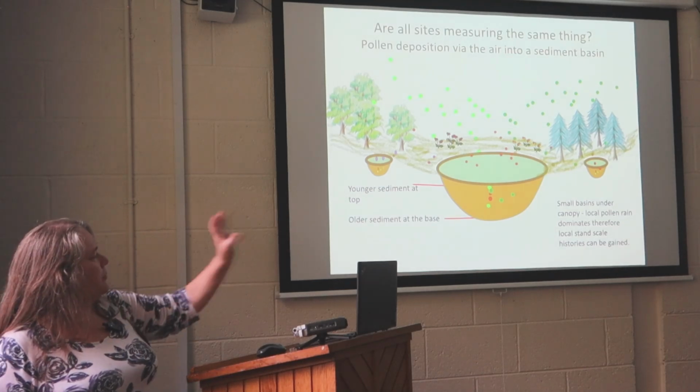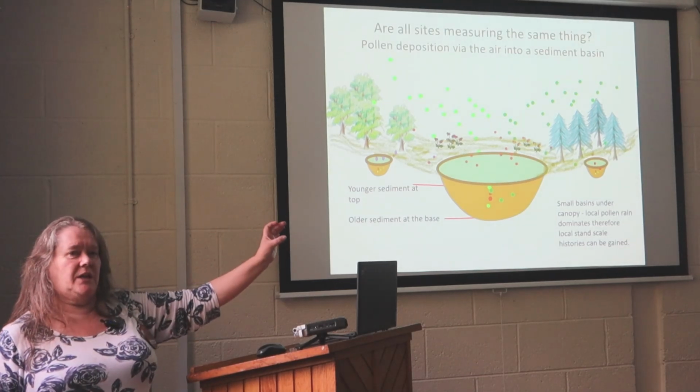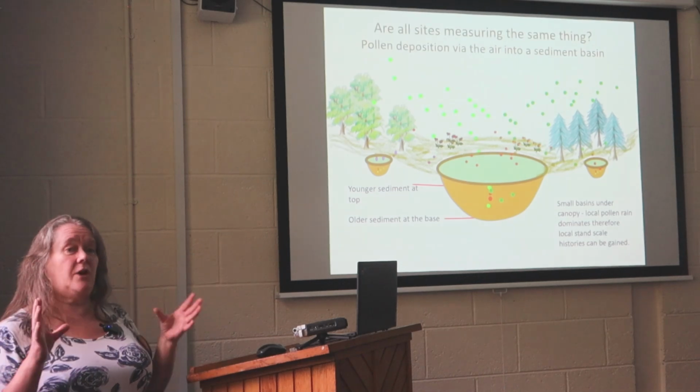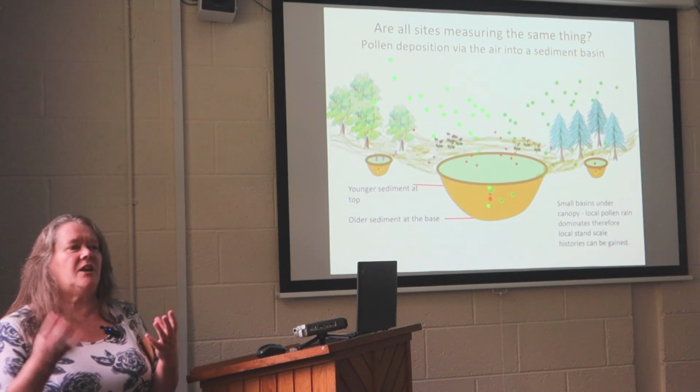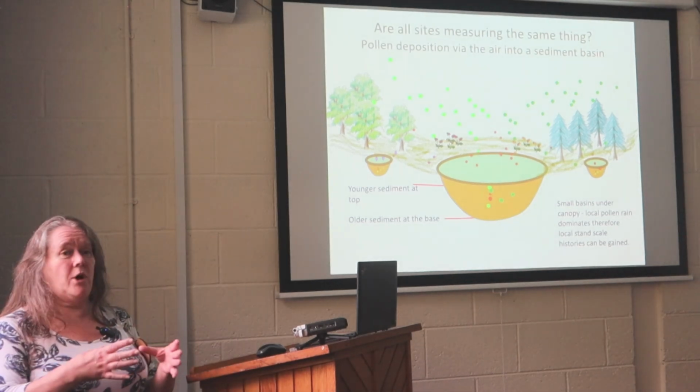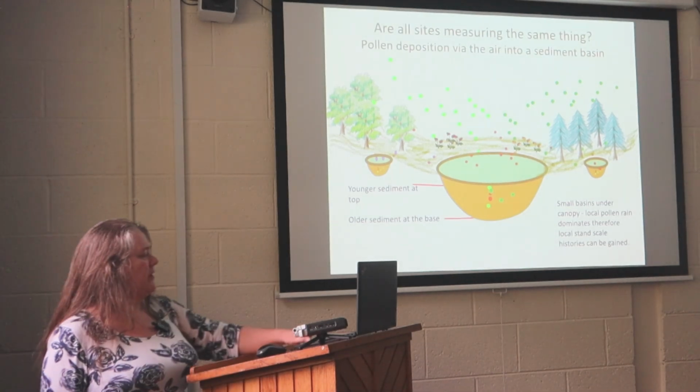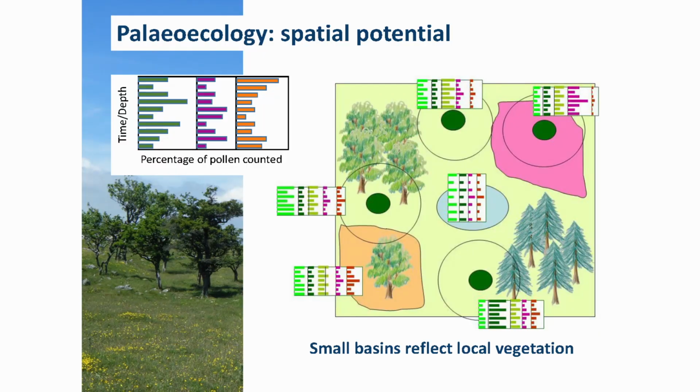But if you go to a small basin under the canopy, you tend to get the trees from that local area. And so if we want to sift out and understand local ancient woodlands and where they were in space, we need to find sites under the canopy. And we can put those together in a variety of pollen diagrams in a landscape to try to build up a picture of what woodland was doing over space and time if we have enough sites.